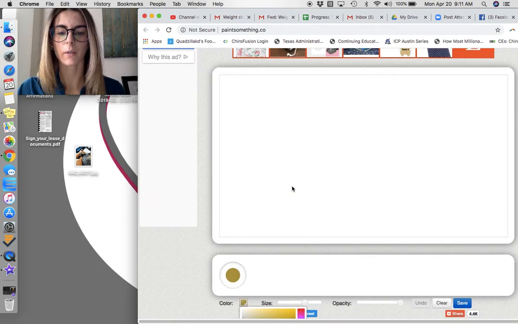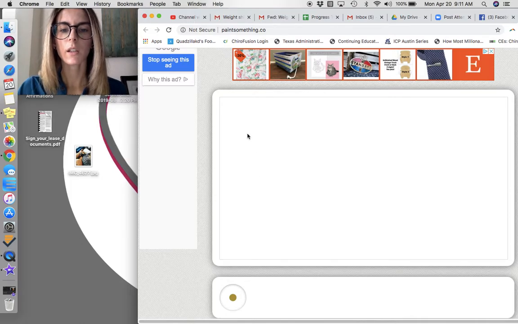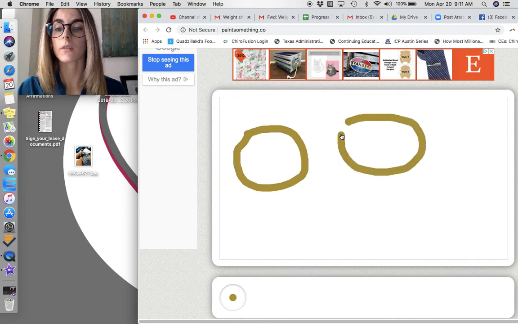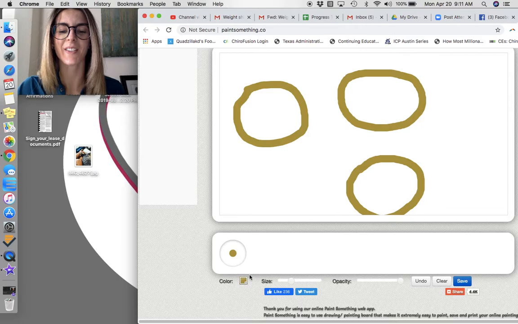Let's go with this color. And let me make this a little, let's go about here. Okay, so these are your cells. And I know I'm really great at drawing, so these are some good looking cells. We're just going to draw 3 cells. You have a lot more cells than this in your body, but we're just going to draw 3.